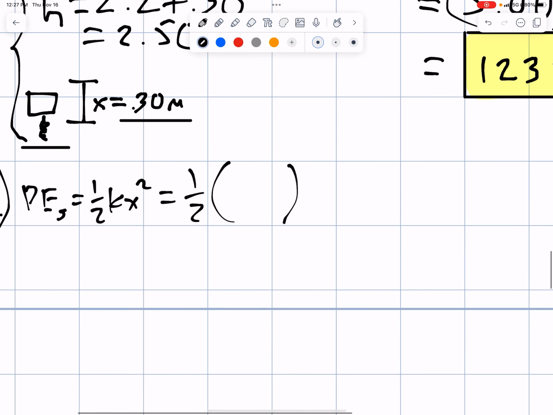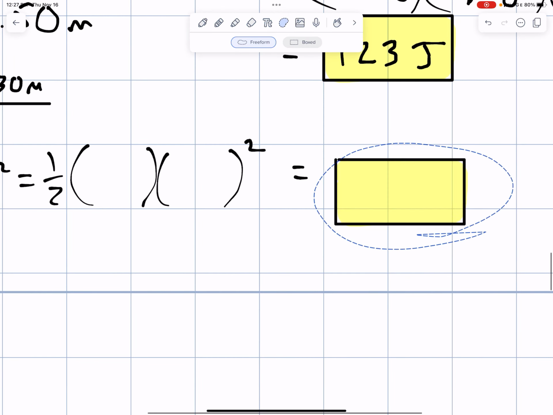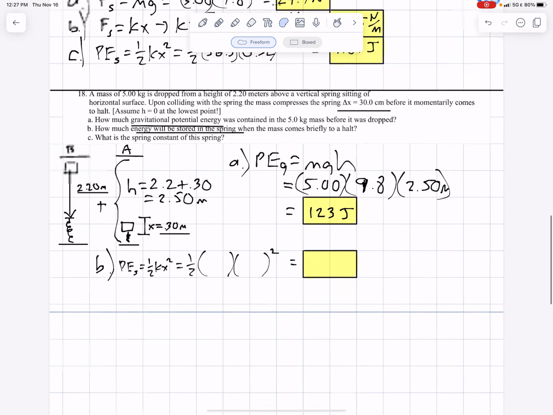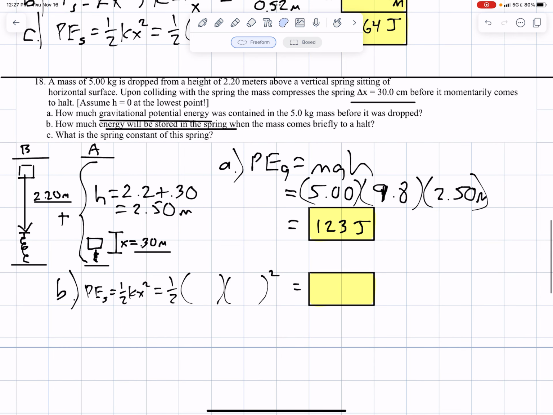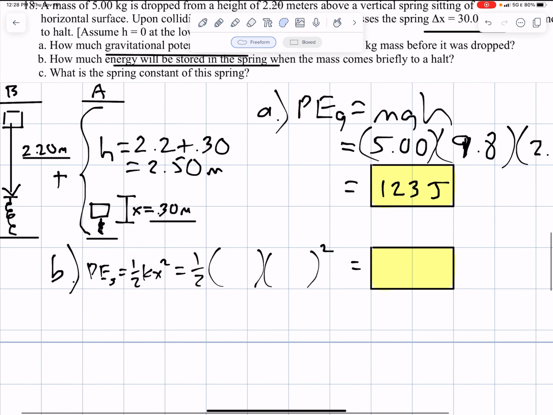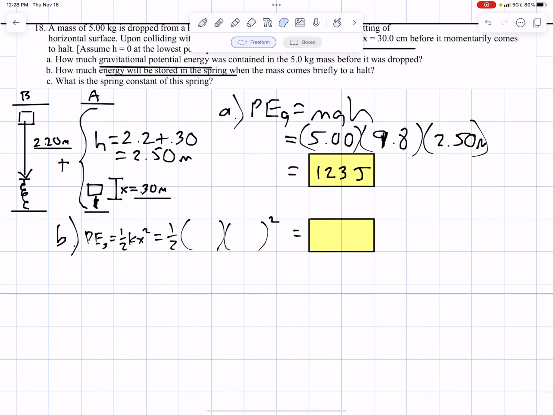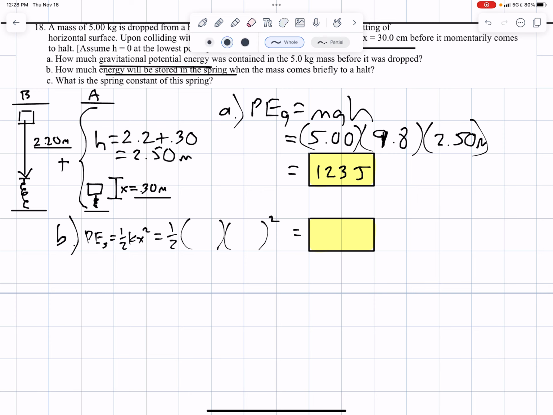So 1/2. Let's see if we were given the k. I think we were. No. Okay, so we can't do it this way. In fact, if you look at part C, you're looking for k. So we can't solve it this way. But you know what we can do? I'm going to erase some of this.